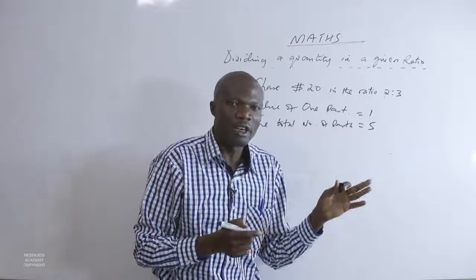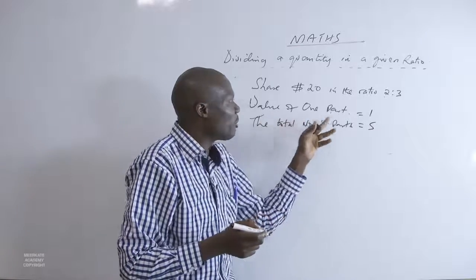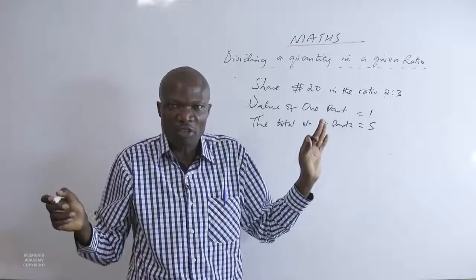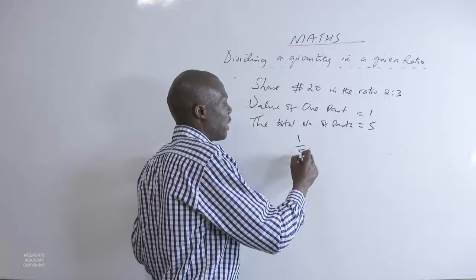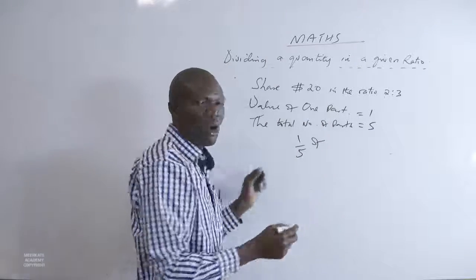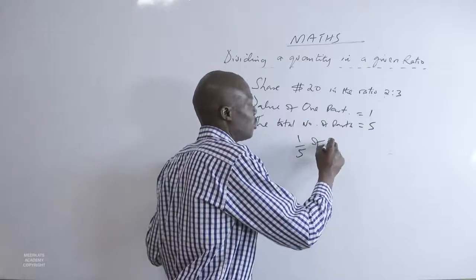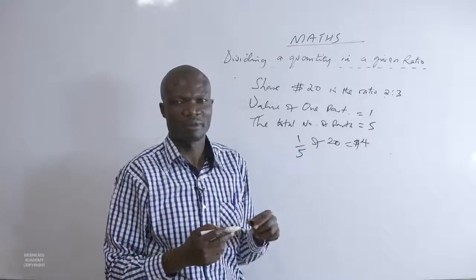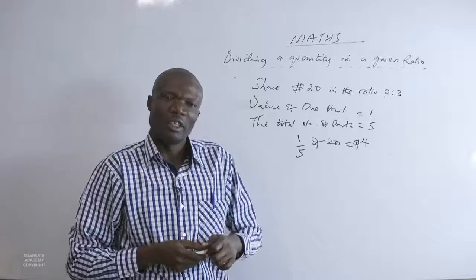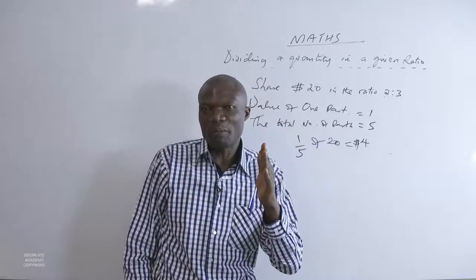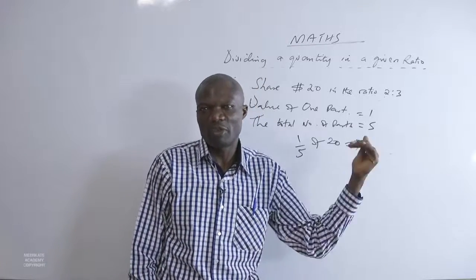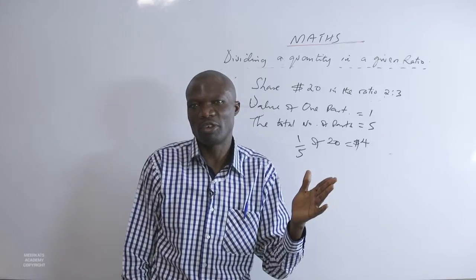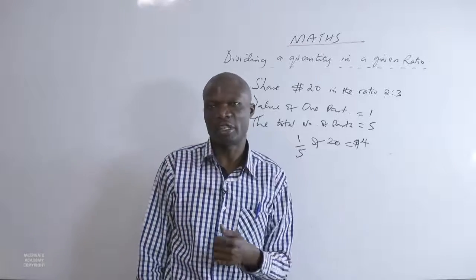So we say, for us to get the value of one part, it is 1 over the total value, which is 1 over 5 of the amount required, which is $20. And this will give us $4. You see? So, one part of the 5 parts is equivalent to $4.